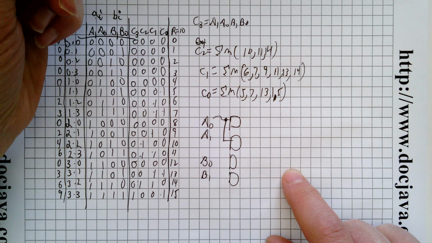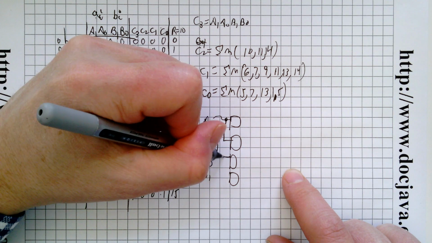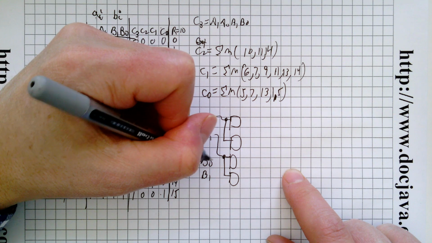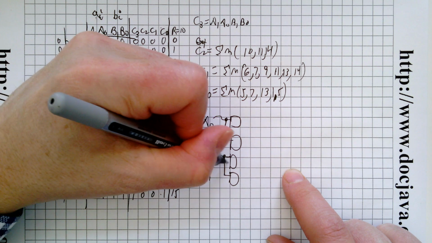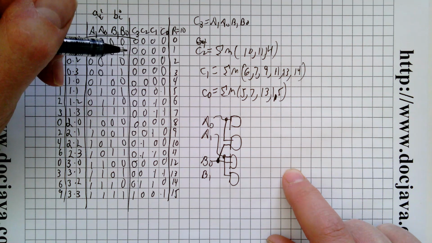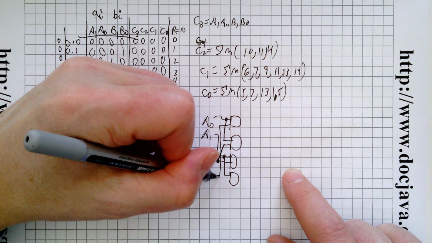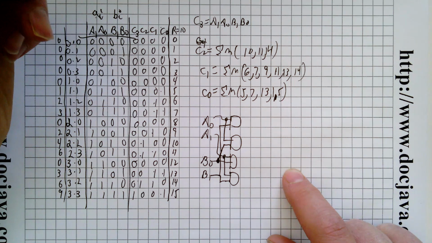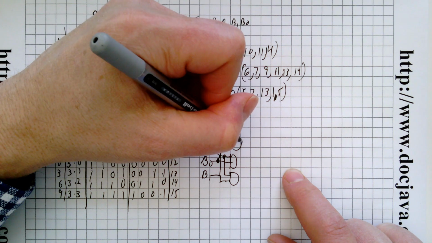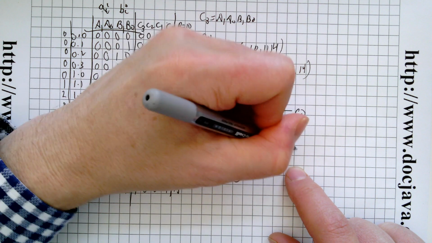And it looks like A1 goes to here and to here. And B0 goes to here and here. And B1 goes to here and to here. And it's a little bit of a rat's nest. Then it says here this becomes C0. And then there's a C1, C2, and C3.